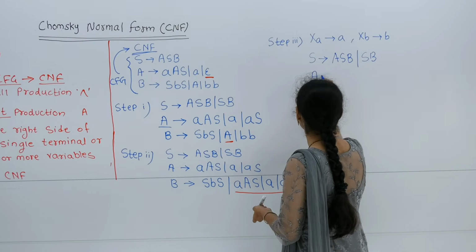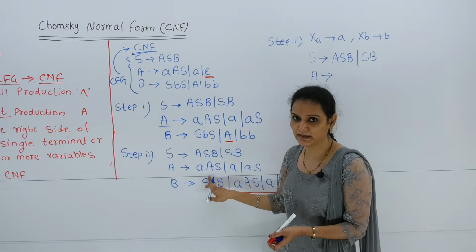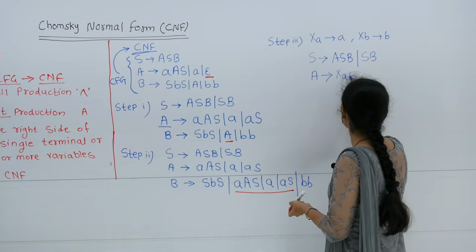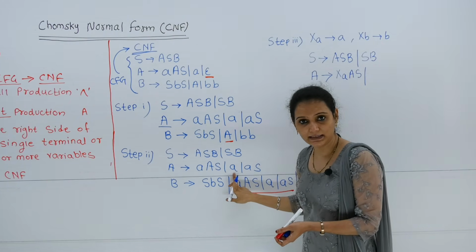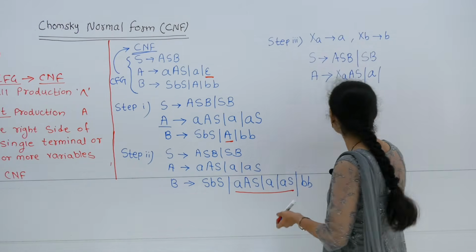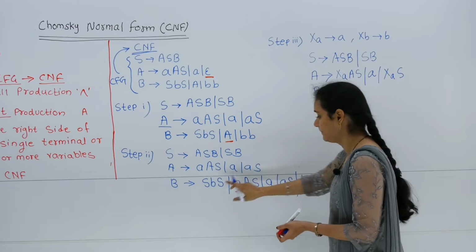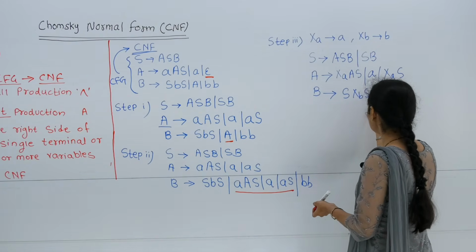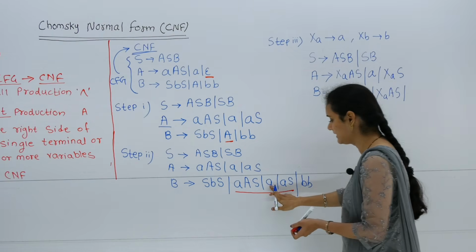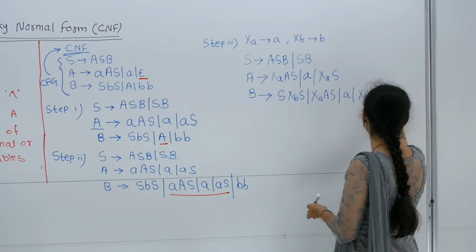In the next, capital A produces, we can observe it is a string of terminal and non-terminal. If we find a string of terminal and non-terminal, that terminal can be replaced by a non-terminal. Therefore here it is XA, capital A, S. Only a single terminal we are not going to replace, because it is already in CNF form. Then AS is again a string, so we replace it by XA, A, S. Then the last one, B produces S, B, which can be replaced by XB and S. Then A can be replaced by XA, capital A, S. Here it is a single terminal, so keep it as it is, A, S, XAS, and BB becomes XB, XB.